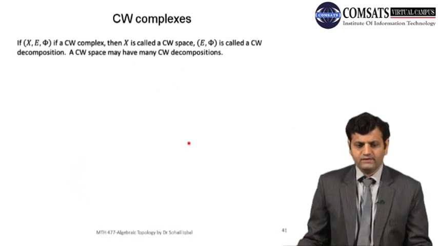If we have a CW complex, then X is called a CW space, and E, phi is called a CW decomposition of the space. A CW space may have many CW decompositions. We have seen just one example of a CW decomposition of the torus, and maybe there are many more CW decompositions of a torus.